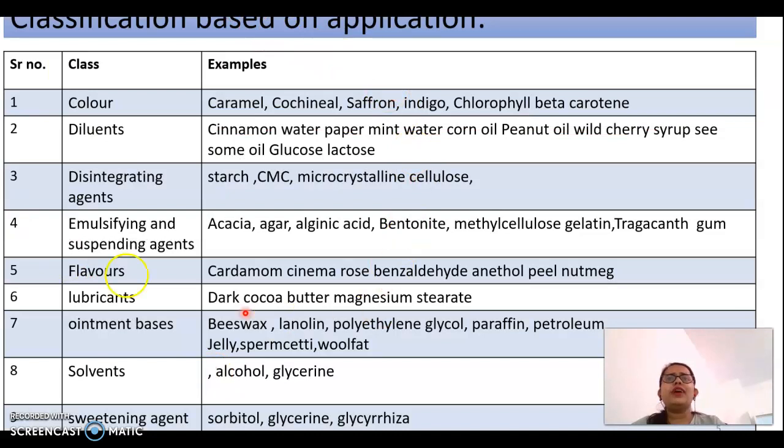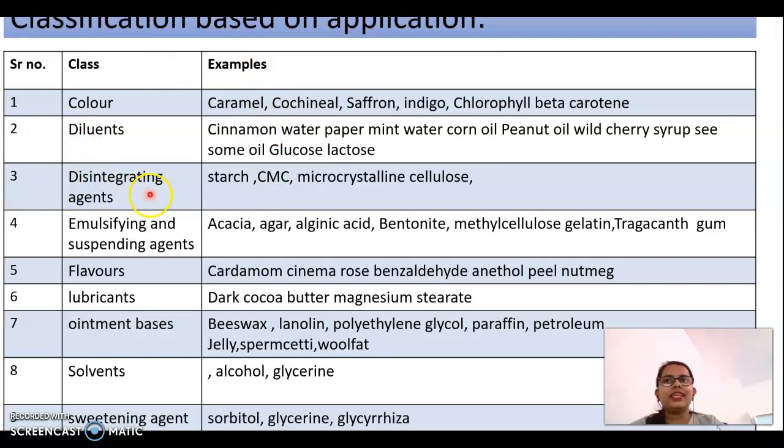Then this is a very important classification, and the examiner will always ask you in your annual exams, right? So we'll see one by one. The first category is color. The examples: caramel, cochineal, saffron, indigo, chlorophyll, beta carotene. So in exam you have to prepare the table and you have to write it down. Okay, and this classification is based upon the application.